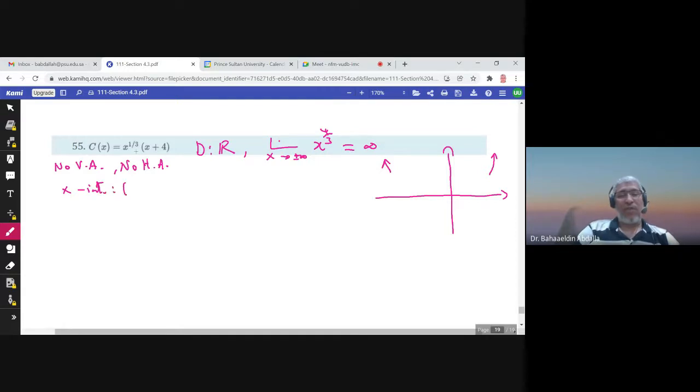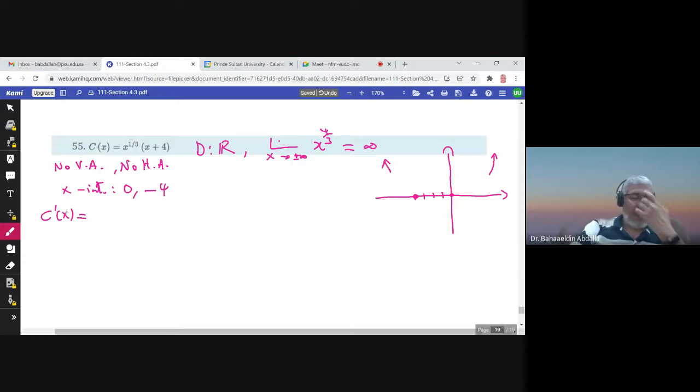The x-intercepts: you put y equals 0. So cube root of x is 0, or x is 0, and x plus 4 is 0, or x is negative 4. So the graph passes by negative 4 and passes by 0. That's good. And the y-intercept is also 0, 0. That's nice. Let us find the derivative.